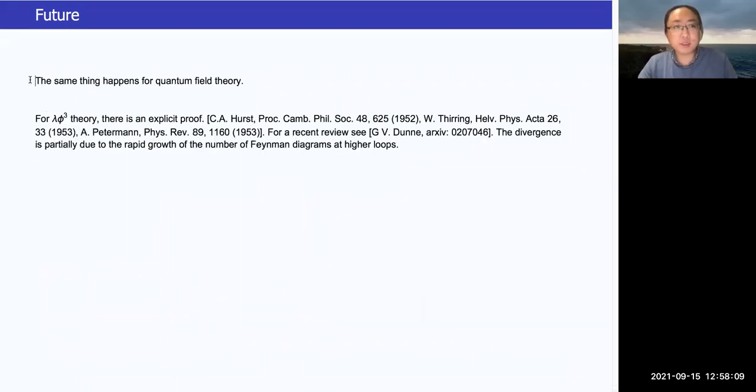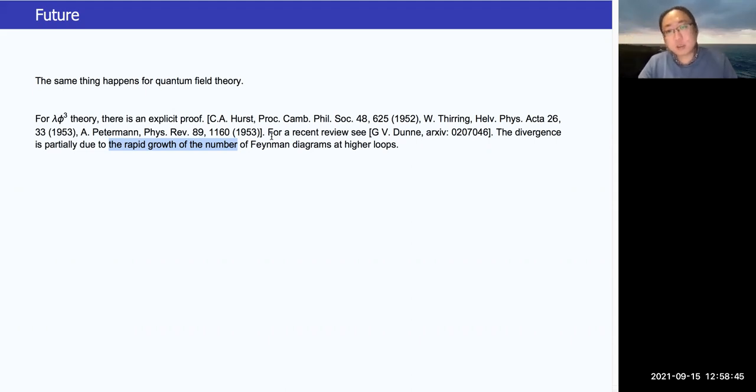Also, I should say the same thing happens for quantum field theory. In the early papers, there is an explicit proof for the divergence, which sounds surprising, but yes, there is. And the divergence is partially due to the rapid growth of the number of Feynman diagrams at each loop. There are some other reasons, but since these bootstrap equations have skeleton expansions, you have many fewer diagrams at each loop. So there's a chance that it can be convergent.